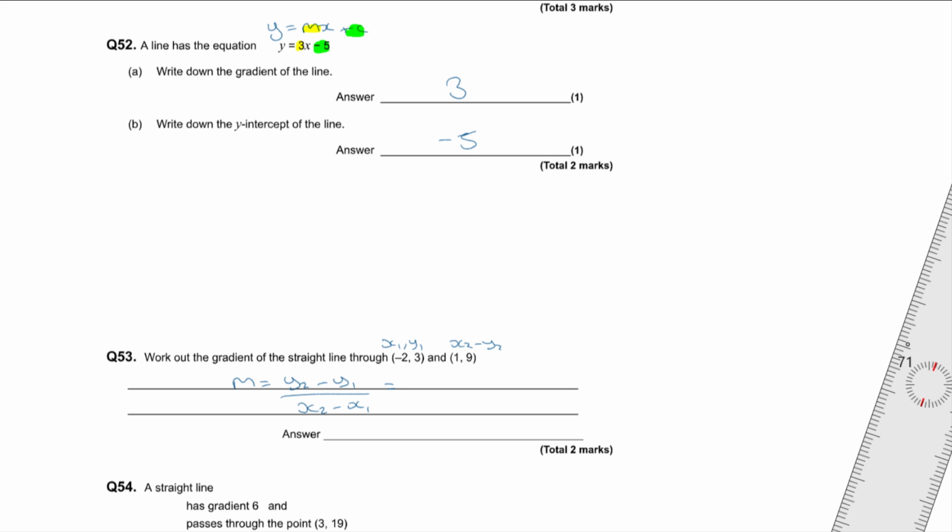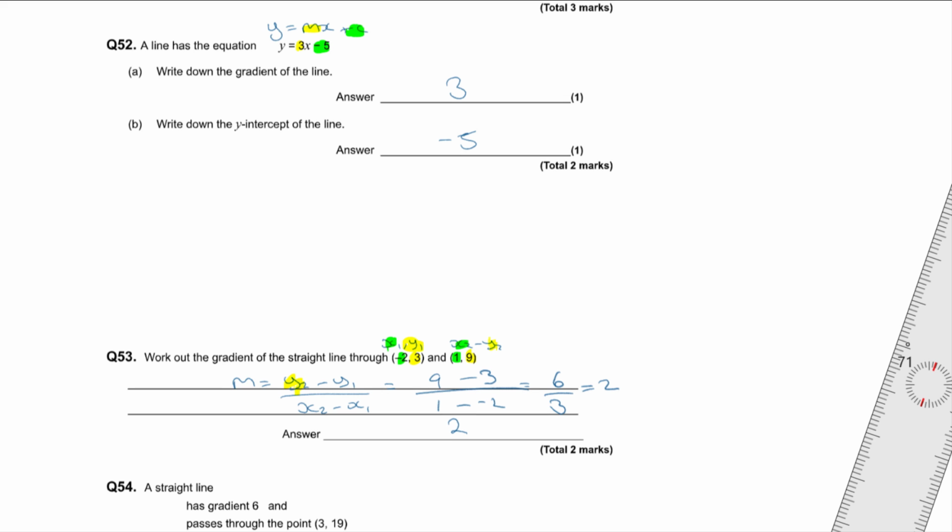So subbing those values in, y2, look, y2 is there, it's the 9. So 9 minus y1, that one is 3. So 9 minus 3 goes on the top. And then underneath, I've got x2. x2 is that 1 there. So 1 minus, then x1 is that -2. So 1 minus -2. So 9 take away 3 is 6. 1 take away -2 is 3. So I've got 6 divided by 3. So that's 2. So the gradient is 2.